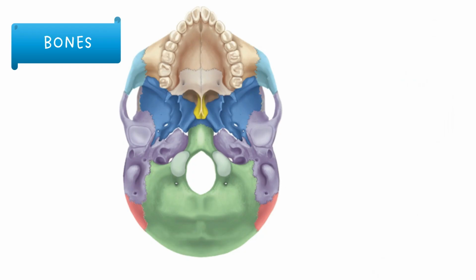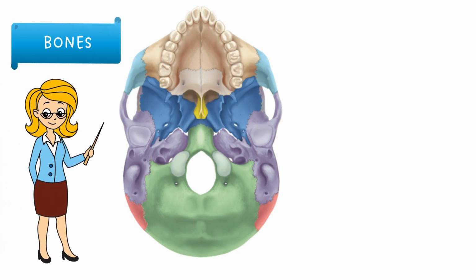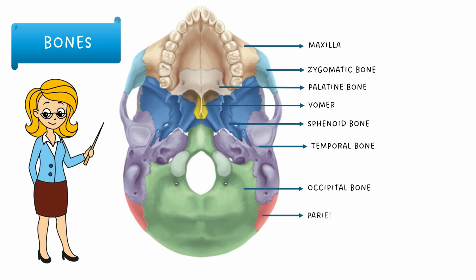Study of the cranium from the inferior aspect is called norma basalis. Before we dive into the details, let's become familiar with some of the bones of norma basalis. This is the maxilla, the zygomatic bone. Here we have the palatine bone. This is the vomer. We have the sphenoid bone, the temporal bone, the occipital bone, and a small portion of parietal bone is also seen in this region.